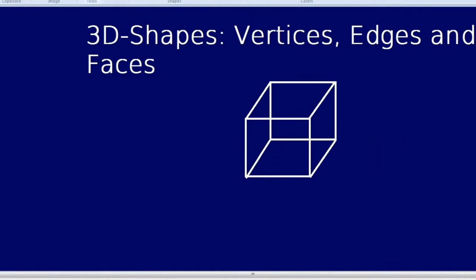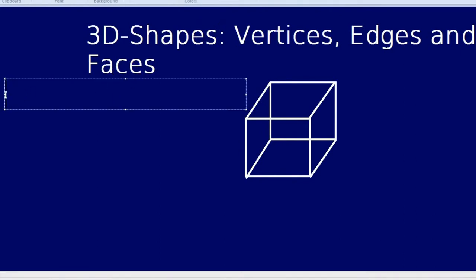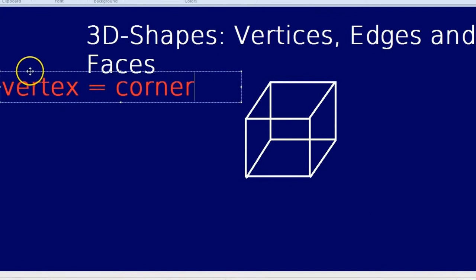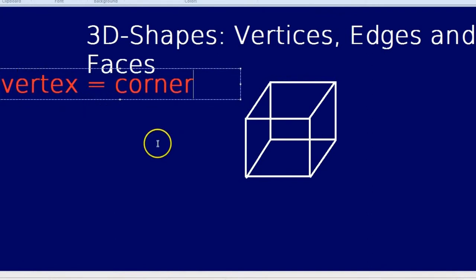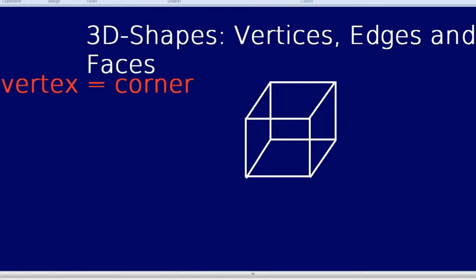Let's actually write that down. A vertex, or vertices, vertex equals a corner. That's two lines joined together. How many corners does a cube have? I can see 1, 2, 3, 4, 5, 6, 7, 8. So it has 8 vertices.